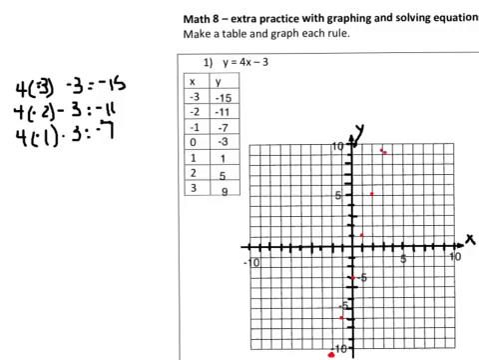So once I have my points there, I have to remember that I need to connect the points with a line and put arrows at the end. And that is the final answer for number 1.